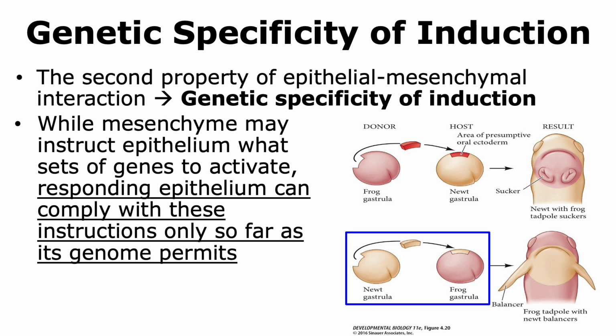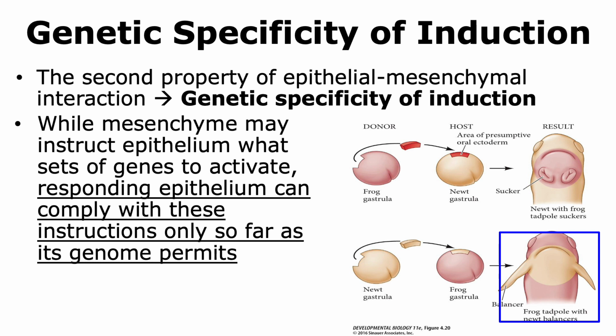Now let's look at the converse scenario where we have the newt gastrula's tissues from the embryo grafted onto a frog gastrula in the area that forms the oral ectoderm. When we allow this frog embryo to develop and look at the tadpole, it now does not show the actual suckers that are seen on the frog tadpoles. It shows the presence of balancers that are seen in the newts. So this is the part that arose from the cells that were grafted from the newt gastrula.